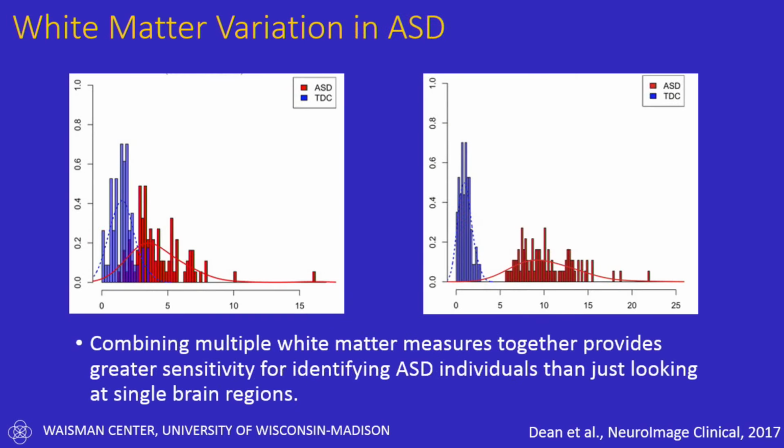When we start to tally up different white matter measures across different brain structures, we then begin to be able to separate out those who are typically developing from those who have autism spectrum disorder. So by combining different brain regions across the brain, we're able to show that it's not just a single brain region or structure that is influenced in autism, but a combination of different measures. And by doing so, this provides greater sensitivity for identifying those individuals with autism rather than just looking at a single brain region.